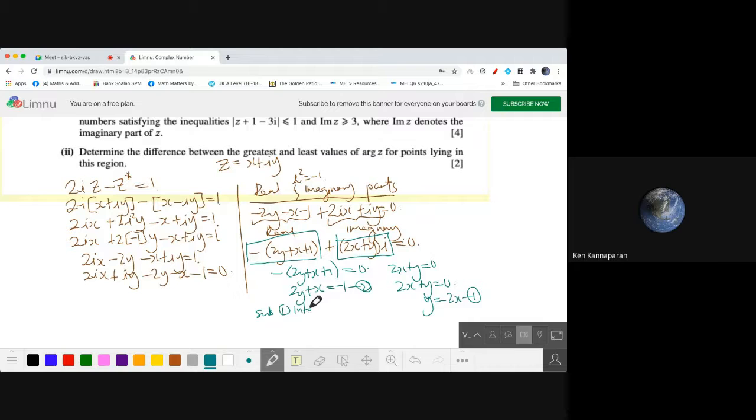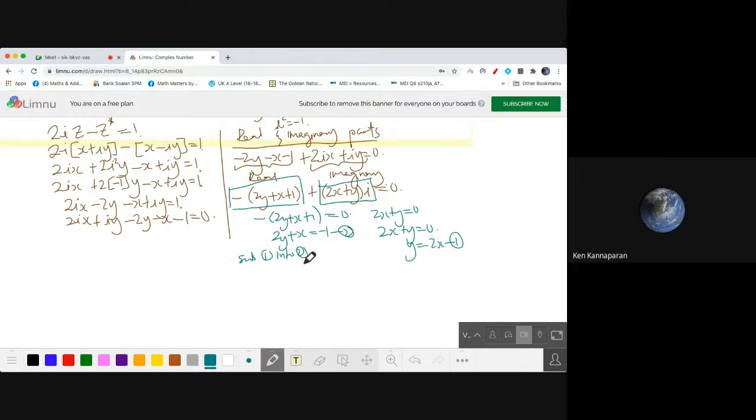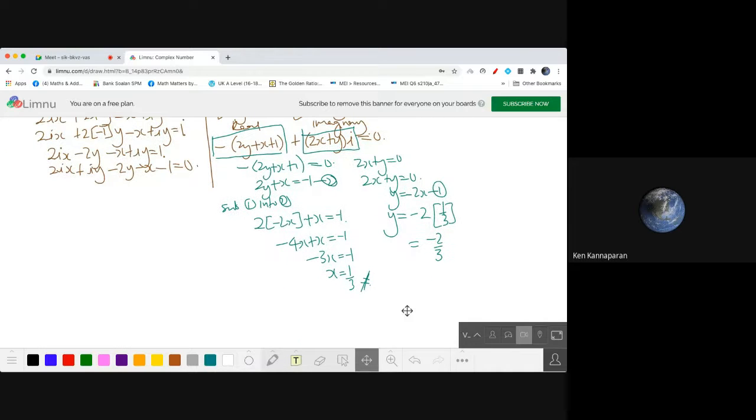So we find out 2 bracket negative 2x plus x equals to negative 1. So negative 4x plus x equals to negative 1. Negative 3x equals to negative 1. x equals to 1 over 3. There you go. So 1 over 3, x is the real value. So we got that. What's y? So y equals to negative 2 times 1 over 3, which is negative 2 over 3. Okay, negative 2 over 3.